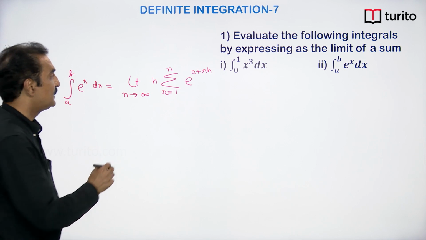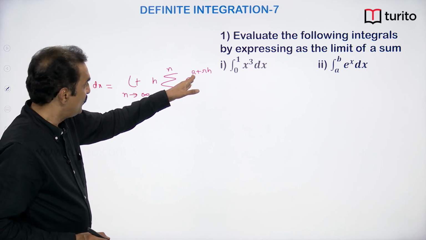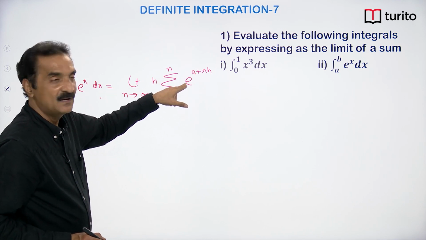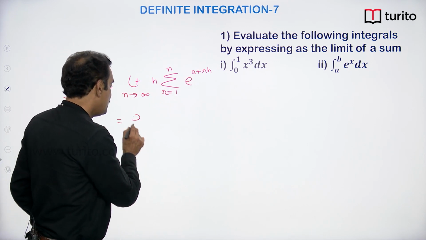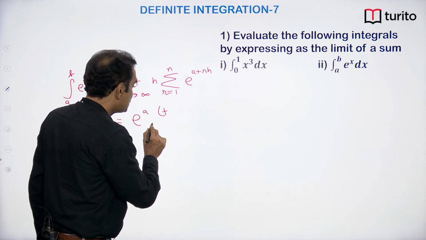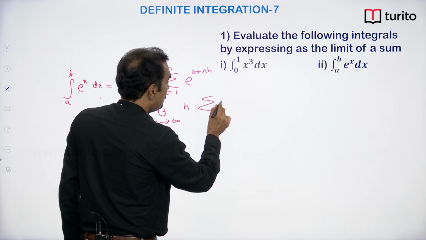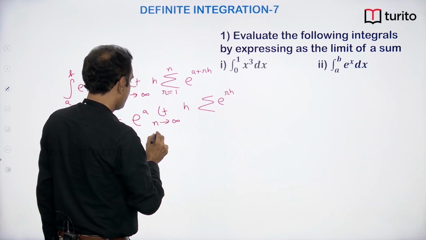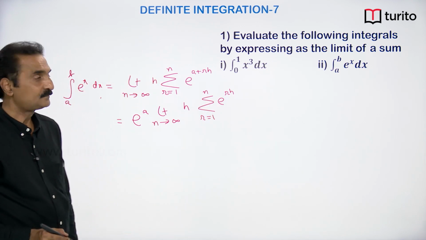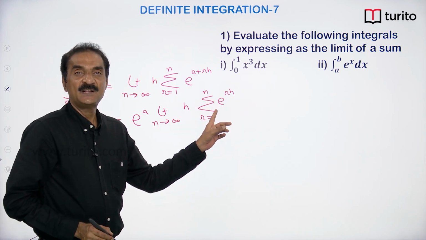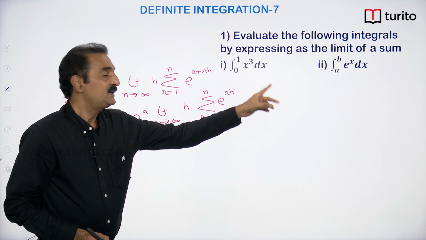Okay. Now, this is e power a into e power rh. We can take out e power a because r is the variable. Since a is independent of r, we can take out e power a. e power a into limit as n tends to infinity h into sigma e power rh, r varies from 1 to n. Now, if you expand, you will get a GP, e power h plus e power 2h plus e power 3h and so on, e power nh.